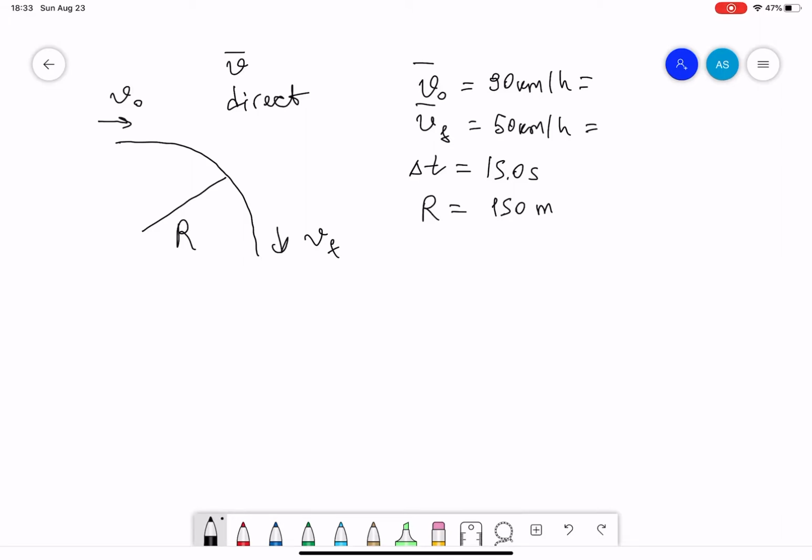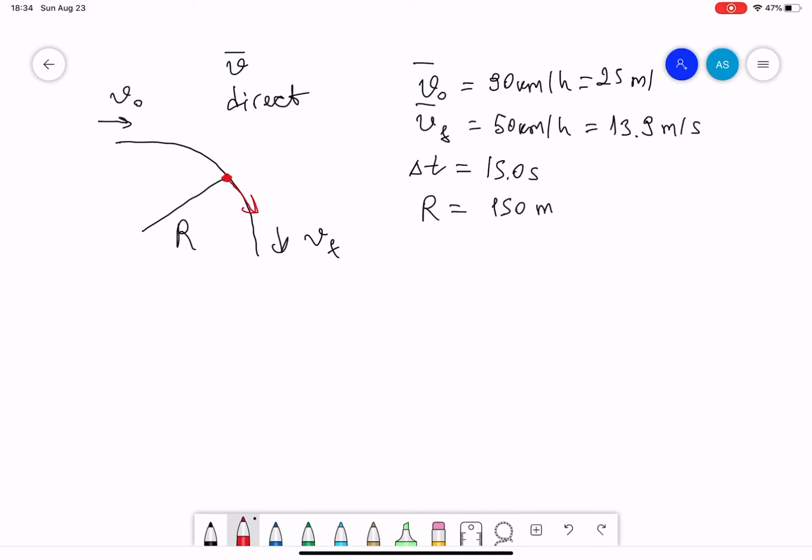First of all, let's convert kilometers per hour to meters per second. 90 km per hour, if you do the calculation, is equal to 25 meters per second. Then the final velocity, if you do the calculation, should be 13.9 meters per second. Now let's take this point. At this point our velocity is changing from 25 meters per second to 13.9 meters per second, right? So that means we have acceleration here.